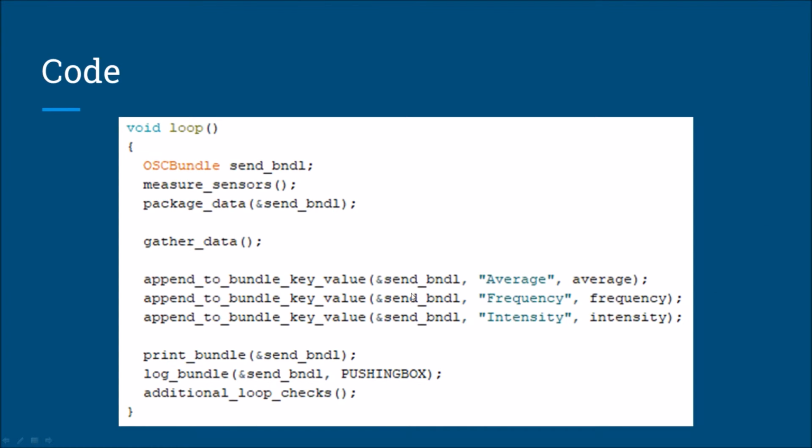So those get appended to the bundle, and then the bundle gets logged, which this function basically tells it to send it to some PushingBox code that creates a URL using these values, and then that URL gets sent as a GET request to Google Sheets. And then on the Google Sheets side we have a script that will interpolate the URL and create a Google Sheets with our data.